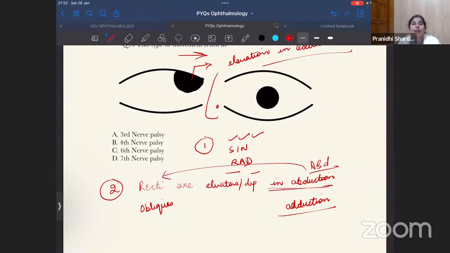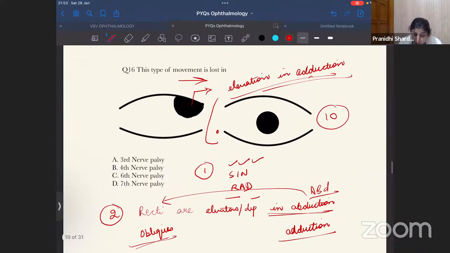You will solve anything by these two mantras, including the PARC 3-step test. Okay, so this is elevation in adduction. In adduction, the elevation is the function of obliques. And which oblique causes elevation? Inferior oblique.